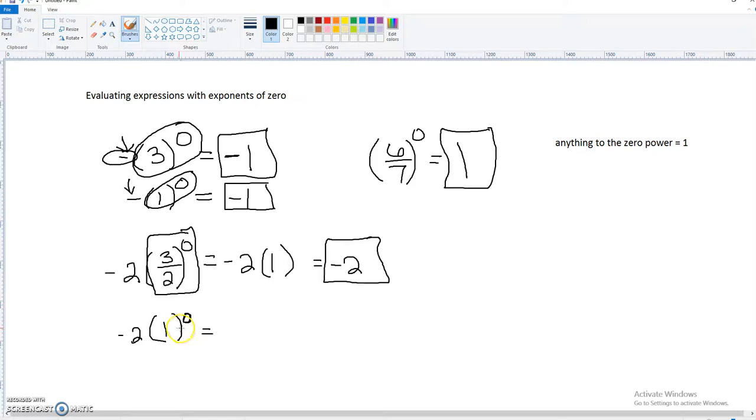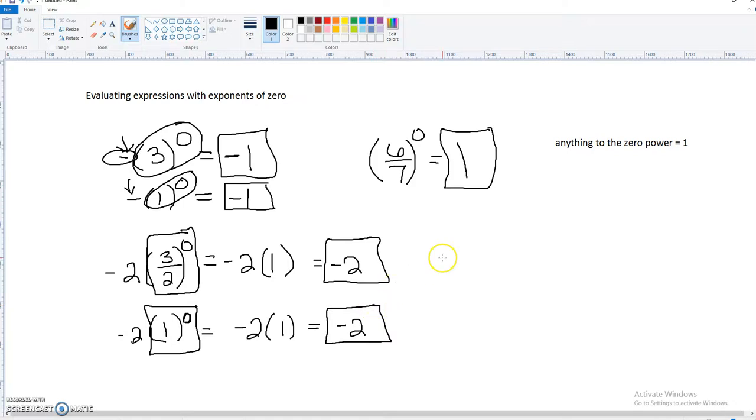Okay, now let's look at this one. They're trying to trick us again, so they've got 1 to the 0 power. Okay, and again, this is the only thing that exponent is being applied to. So this 1 to the 0 power is just 1. But we still have that -2 on the front. And -2 times 1 is -2.